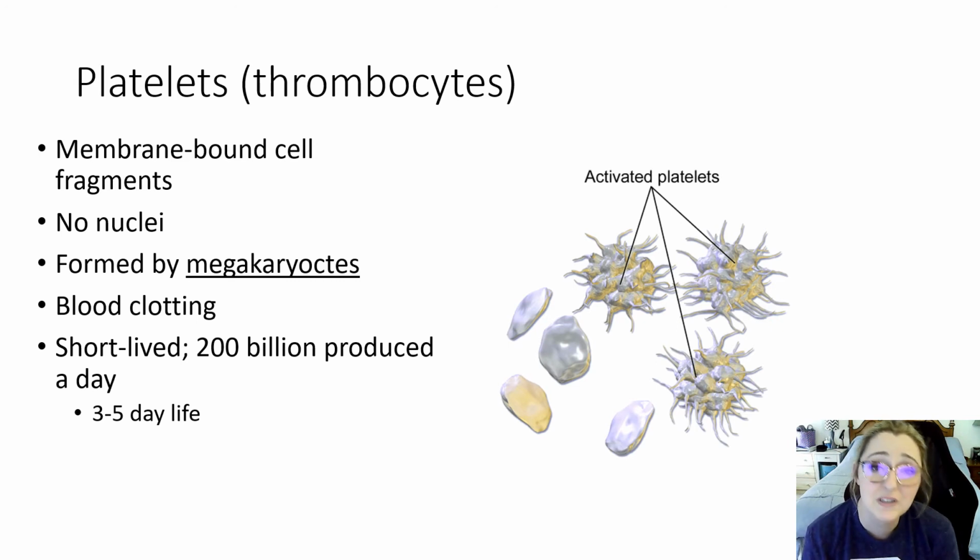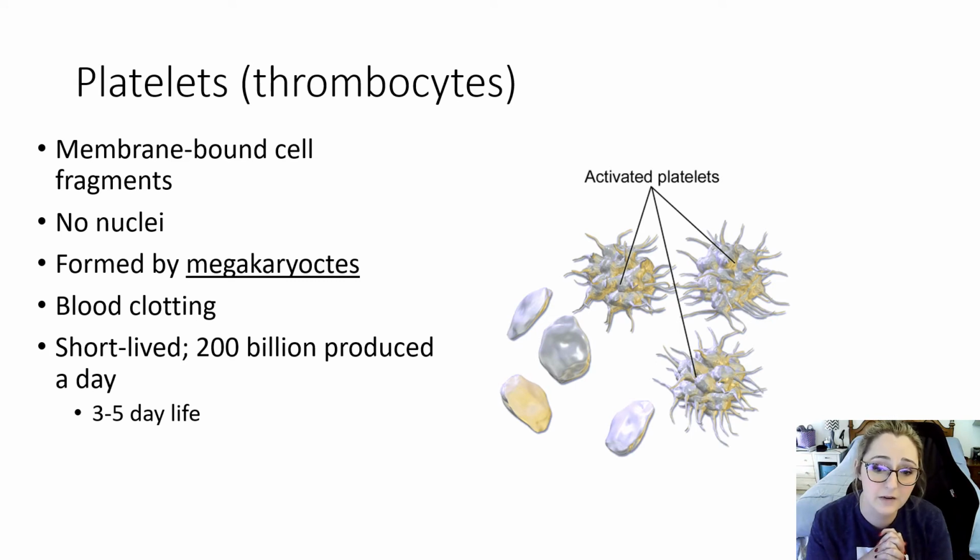So moving on to platelets, also known as thrombocytes. These are going to be membrane-bound cell fragments. They contain no nucleus, and they are formed by megakaryocytes. Now, just know that that's what they are, but don't worry about that for now. They are going to really help when it comes to blood clotting. They get sticky and stick together. They use a fibrin net.